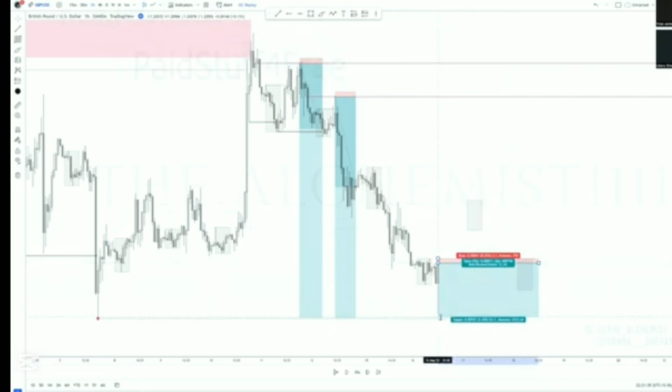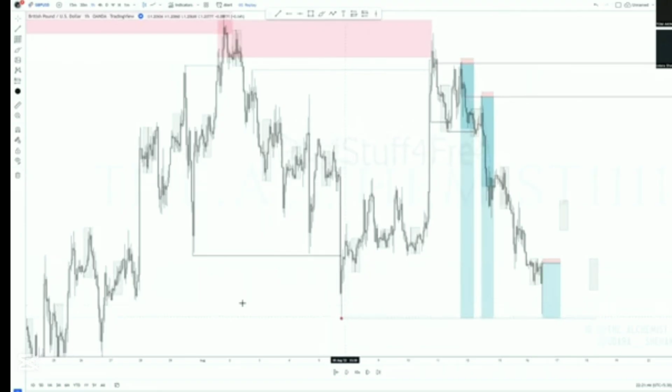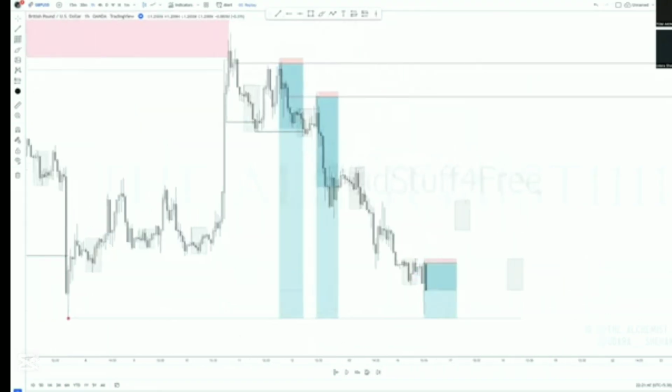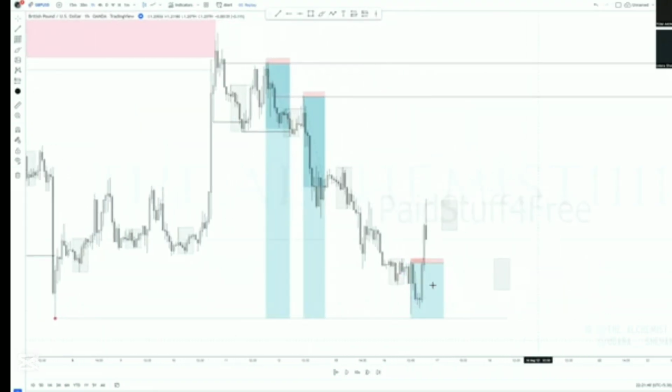This is what I was expecting this day. Why? Because it was so close to the external range liquidity, and I wasn't expecting anything to come from here. I wasn't expecting a buy from here, but it happened. For some reason, it started going up. Break even. Okay, no problem.